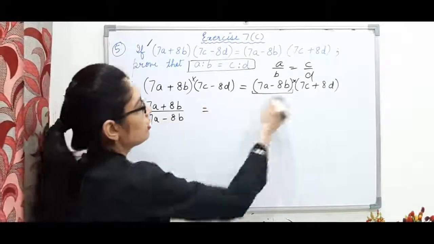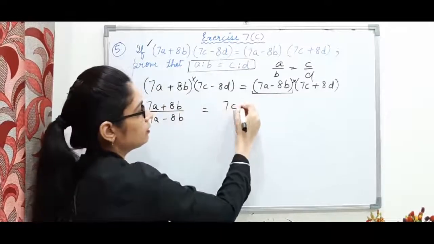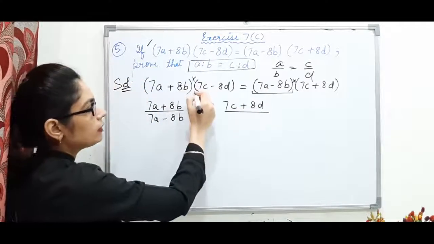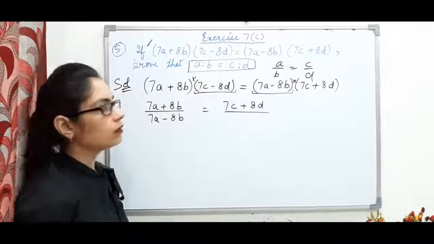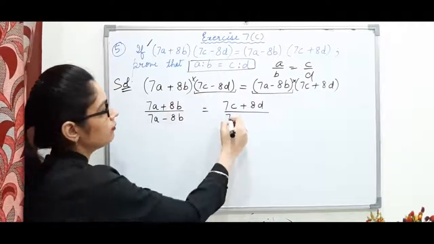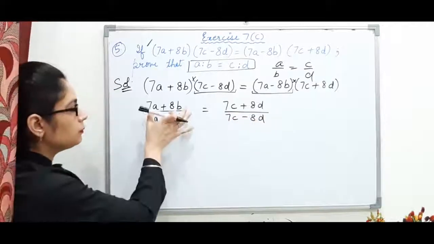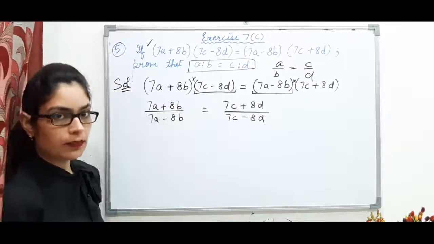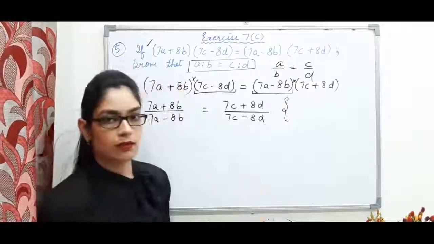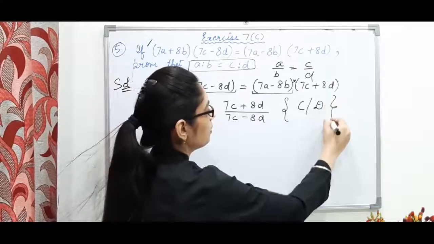Now in the same way, this 7c I shifted to the other side, and this side I am left with 7c + 8d. In the same way, this expression is getting multiplied by this, so when I shift it to the other side, it will get divided. So 7c - 8d. Now we have the same terms in the numerator and denominator, but with opposite signs. This shows us that we can use the property of componendo and dividendo.